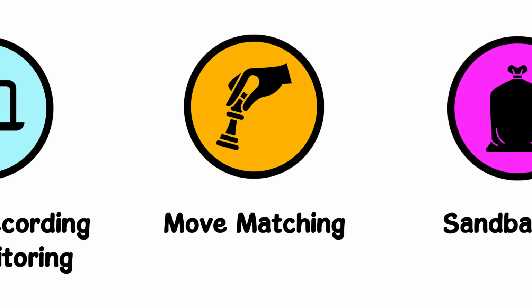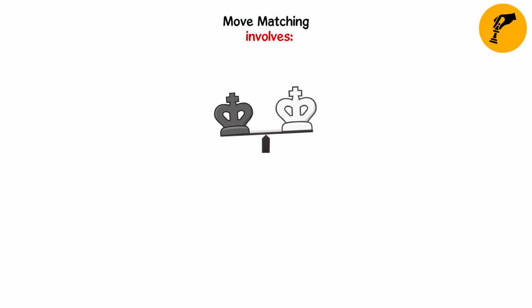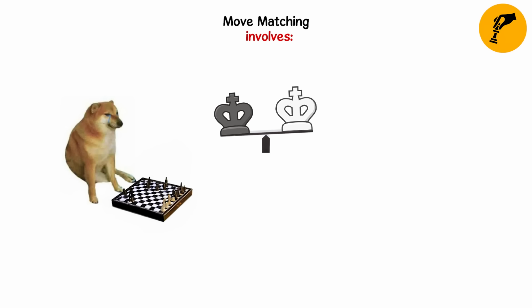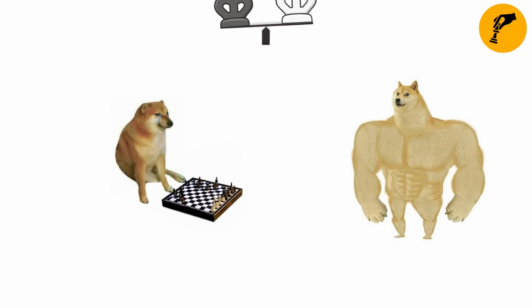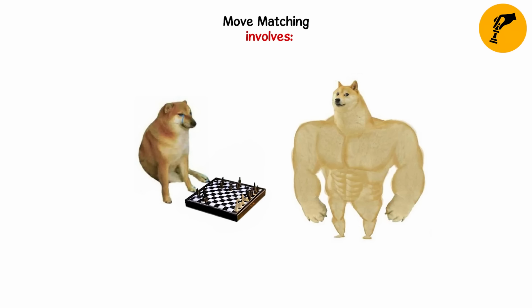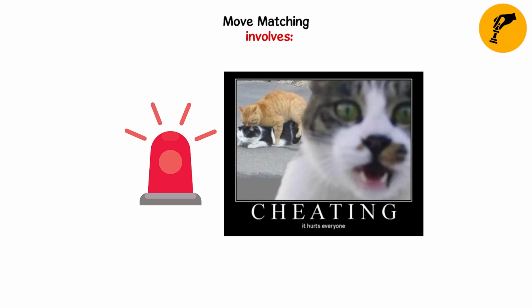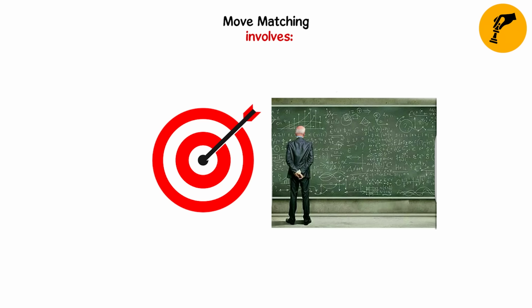Move matching. Move matching involves comparing the moves made by a player in a game to those suggested by popular chess engines. High levels of correlation between a player's moves and the engine's recommendations can be indicative of cheating, especially when the moves are highly accurate and complex.